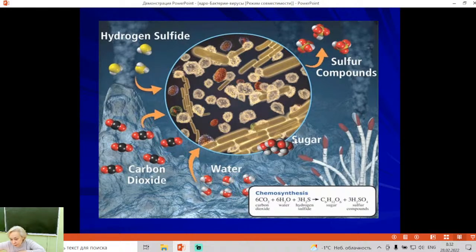And you see the reaction typical for sulfur bacteria. Carbon dioxide, water, hydrogen sulfide, and the result is the formation of sugar and sulfur compounds.